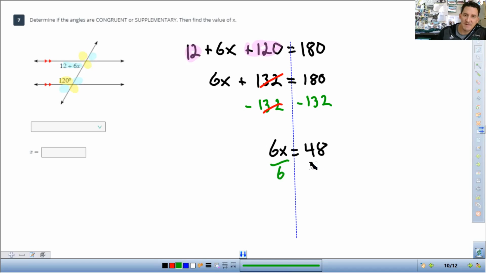Last step, divide by 6. You get x is equal to 8. 48 divided by 6 is 8. Oh, on Edulastic, this is going to be a drop-down menu. You can choose congruent or supplementary. When they're different colors, they are supplementary. They add to 180. So I'm just going to put supplementary.